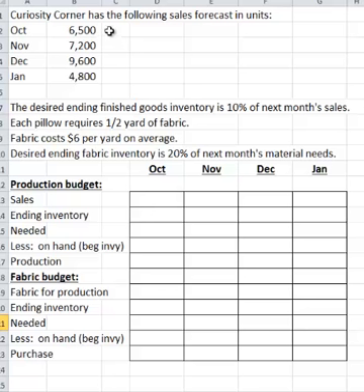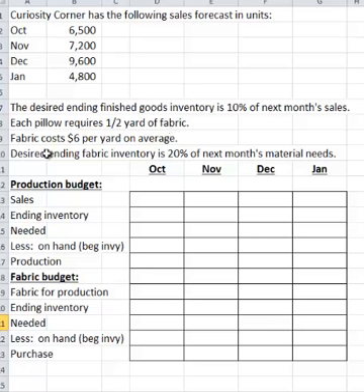They give us sales for October, November, December, and January. And they have a desired ending inventory, a cushion. They want 10% of next month's sales as an ending inventory. All right, each pillow requires half a yard of fabric. So the pillow is the finished goods and the fabric is the raw materials, and this half is the multiple. How much fabric in each finished unit.